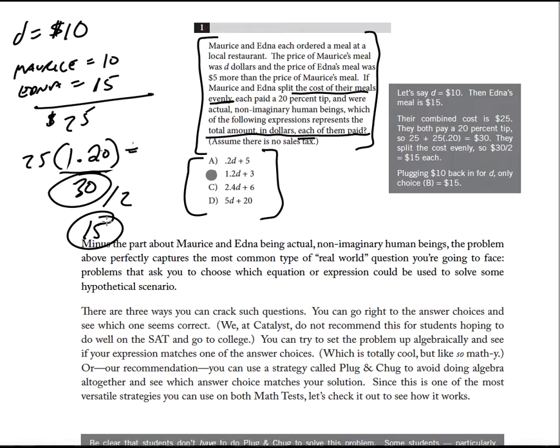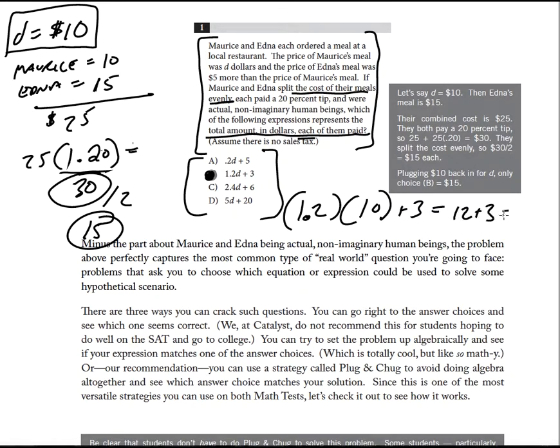So that's my answer. Now, some of you might be thinking, well, I don't see 15 among your answer choices. I see a variable and some numerals, right? So here's the deal. The reason that we wrote down the original value we selected for D is that now the final step in this process is you're going to take that value and plug it into A, B, C, D, and you're going to see which one of those answers equals 15 when you substitute 10 for D. And lo and behold, the correct answer here is B, because 1.2 times 10 plus 3 equals 12 plus 3 equals 15.